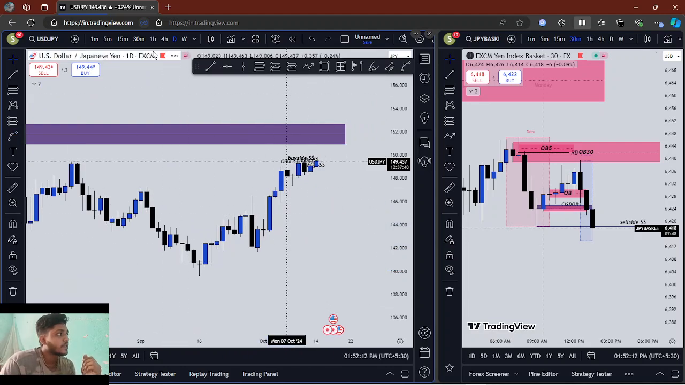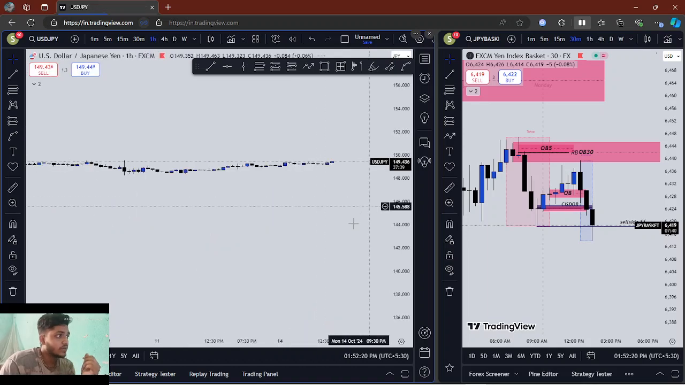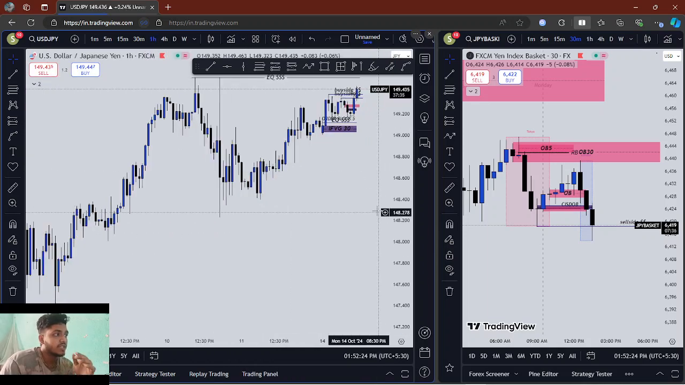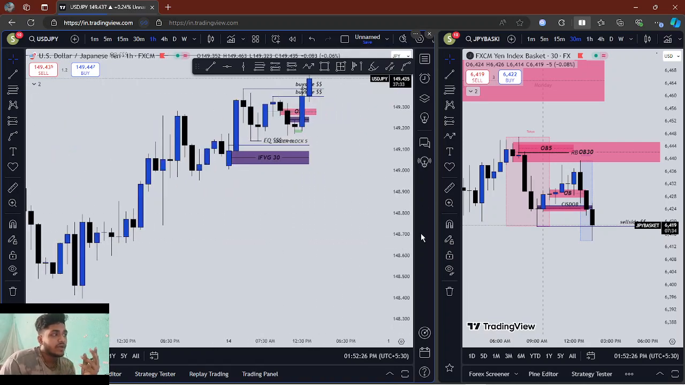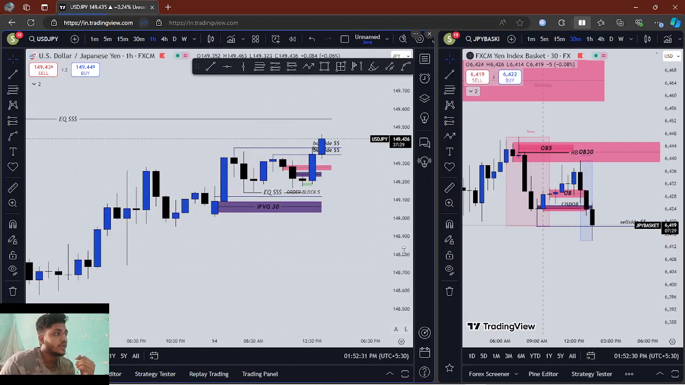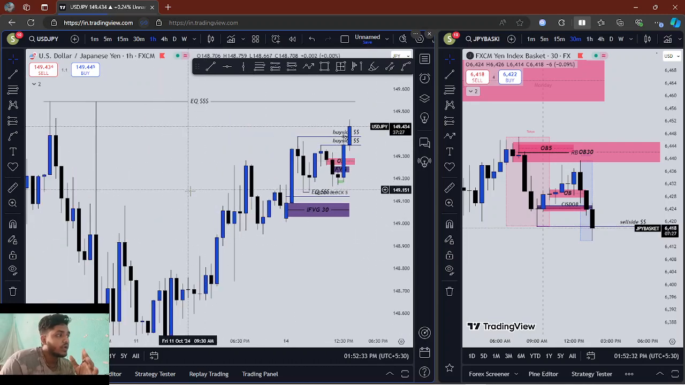Okay, so this was the overall understanding that I was thinking. And then I went to the 1 hour. I don't look at the bigger picture much, as the 1 hour and 4 hour are the higher time frames according to my strategy. So I was hoping to see where price can go.